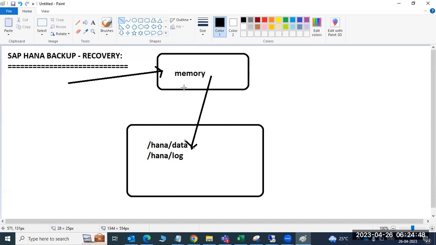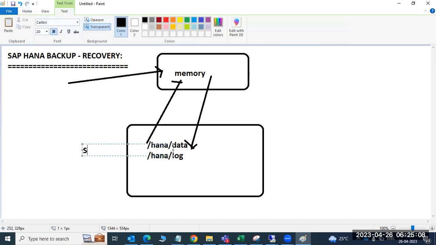How can I get the data back here? Whenever you start the HANA database again, the data will be reloaded from disk to main memory. Okay, that is fine. If the main memory crashes, you have the file system, which means the storage. Whether you call it disk or storage, you can recover it from there.